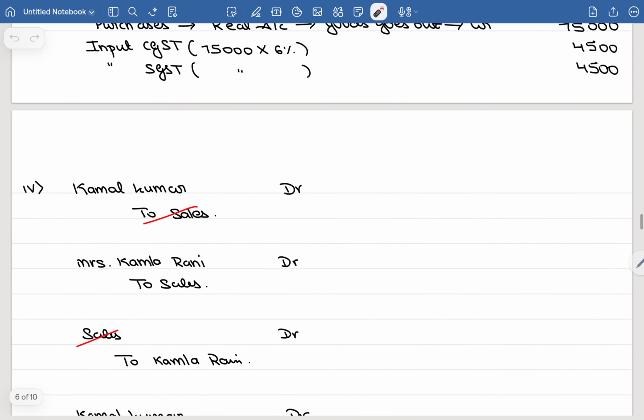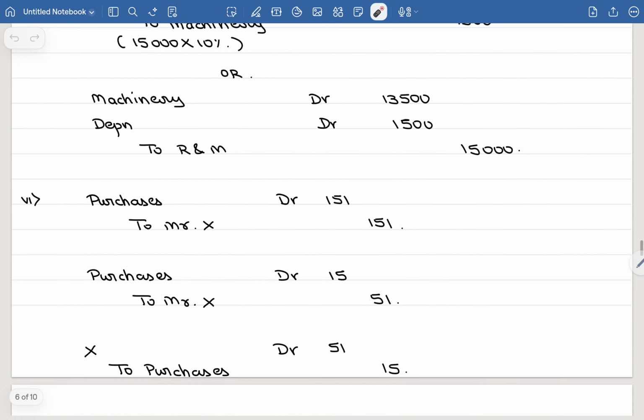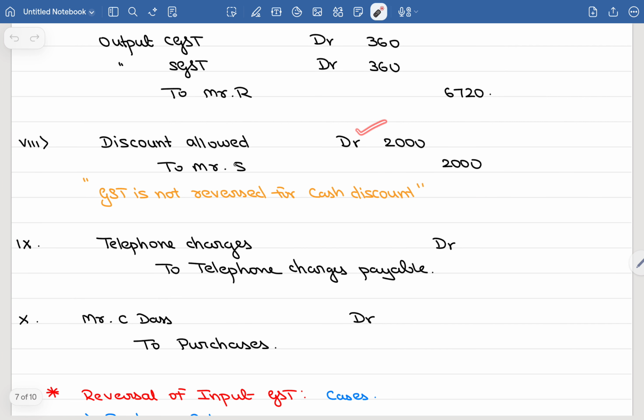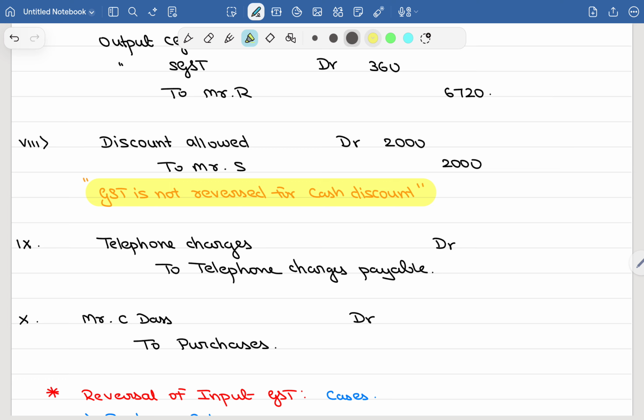Simple one. Discount allowed account will be debited because it is a nominal account. So discount allowed is debited to Yes account because he is paying the amount early. GST is not reversed for cash discount. This is very important. This point you have to remember here. GST is not to be reversed for cash discount. Okay, this point is important here.